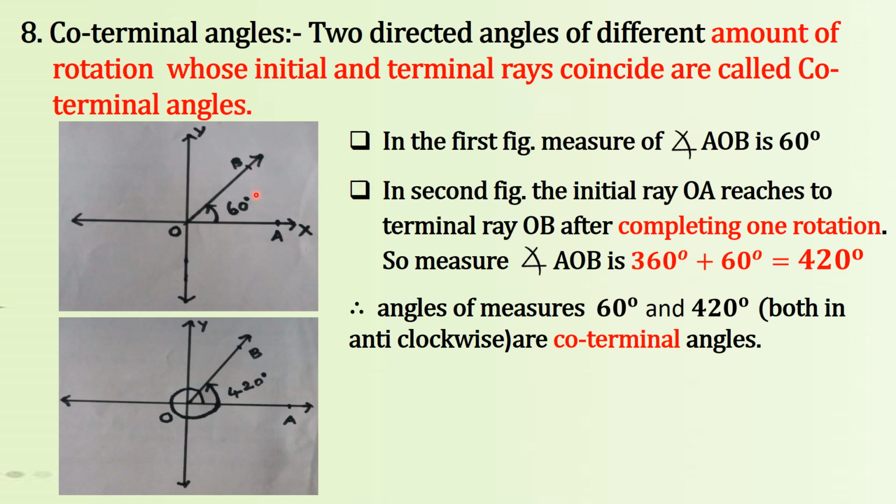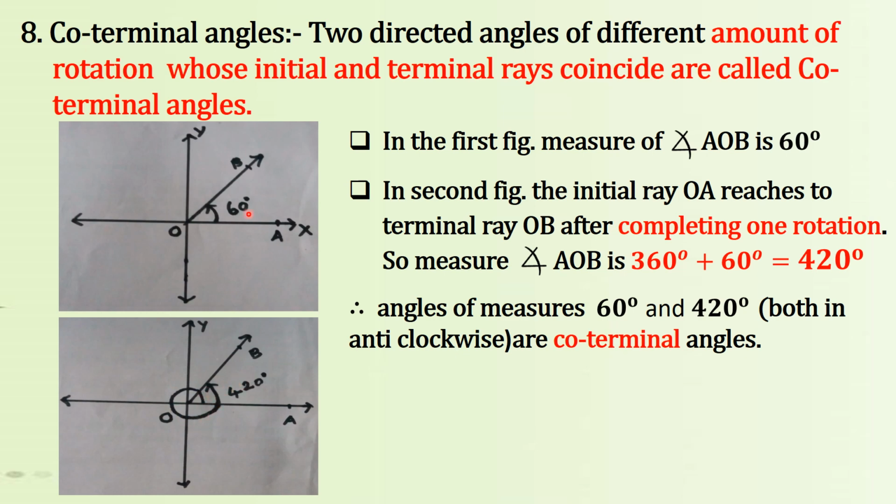So, in the first diagram, the measure of directed angle AOB is 60 degrees, and there OA is the initial ray, OB is the terminal ray. In the second diagram, directed angle AOB, after one full rotation, again reaches back to the terminal ray OB. Then the measure will be 360 plus 60, that is 420 degrees.